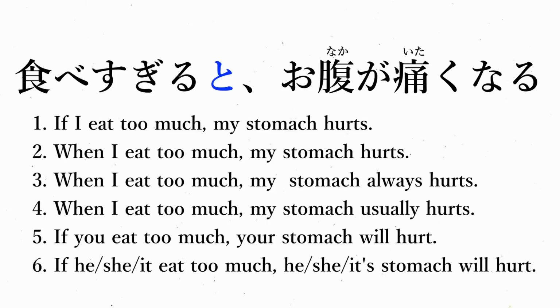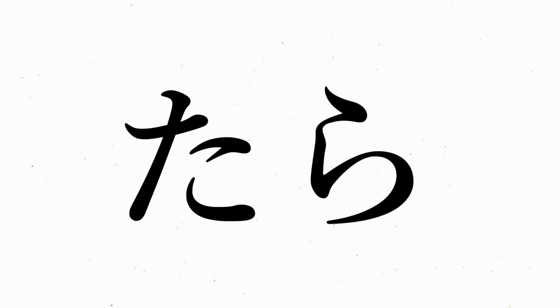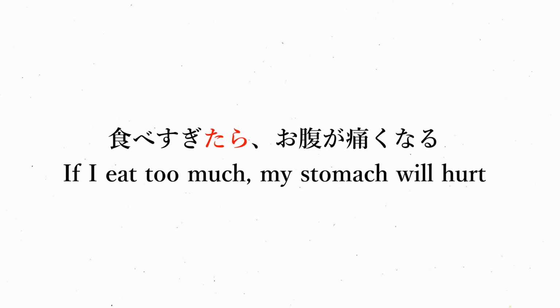If he, she, or it eats too much, he, she, or its stomach will hurt. There are a couple other ways of showing conditionals in Japanese. A common one is tara. This is when you get the ta form of a verb and you add ra at the end of it. Like in the sentence, 食べすぎたらお腹が痛くなる. But the difference is that tara puts a stronger emphasis on the if factor, asserting its potentiality.